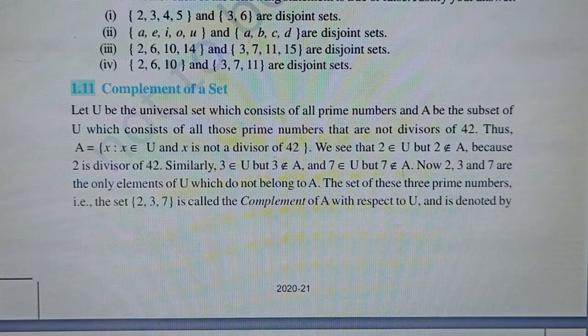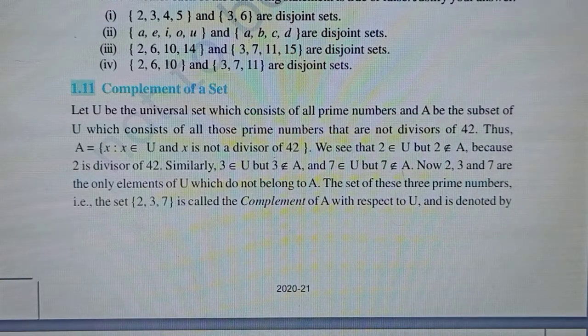Children, we had to continue with complement of a set. If there is any set, complement means apart from the elements that are present in the set. All elements that are not present in that particular set will come in from the universal set. So that is what a complement is.